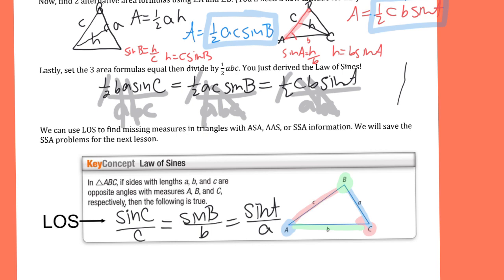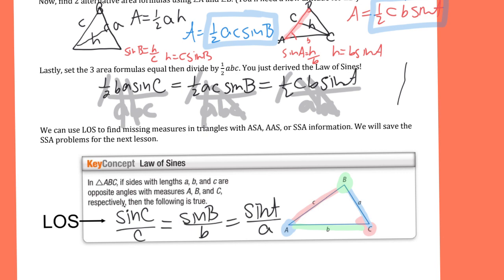So what they mean is that the length of each side is proportional to the sine of the angle across from it, and you can write a ratio. So yes, you can use SOHCAHTOA in right triangles, but you can use the law of sines in any triangle, okay? Any triangle, it can be obtuse, it can be acute.